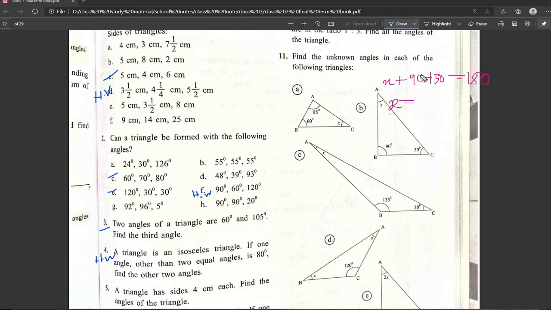So it will be 180 minus 140. That will give you 40 degrees. So the value of x will be 40 degrees. As simple as that. Okay, so this is the idea behind it. All you have to do is add them all, then find the unknown angle. Okay, so I think the idea is clear right now.